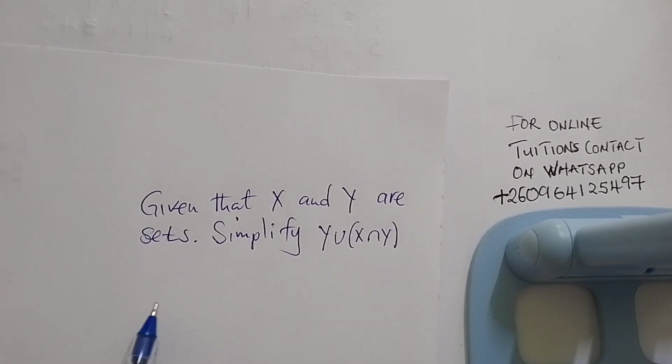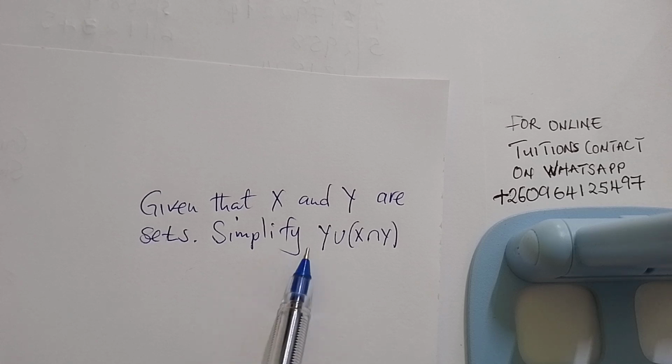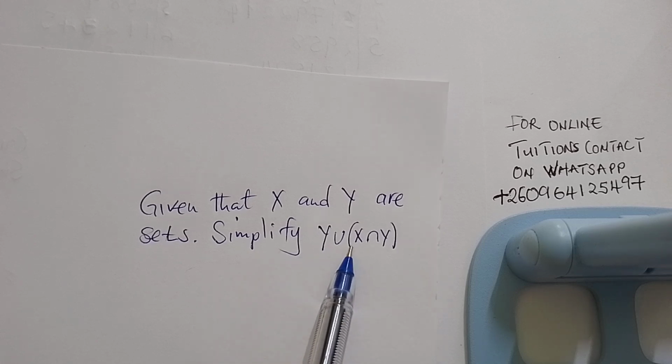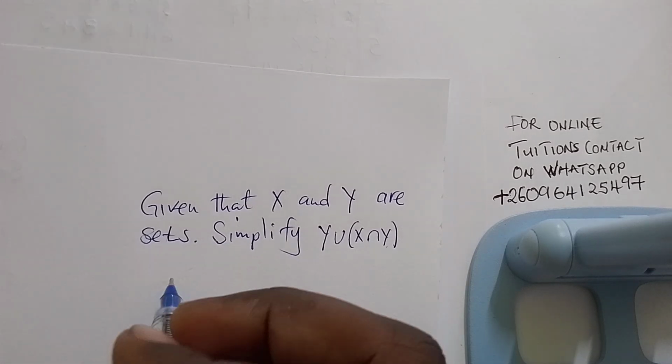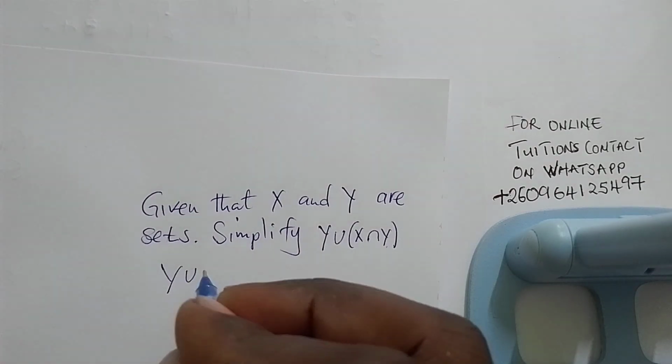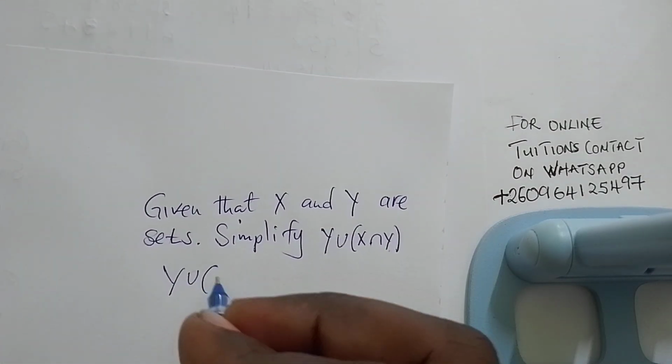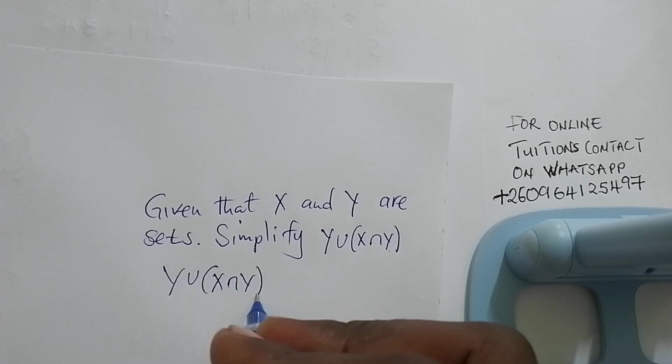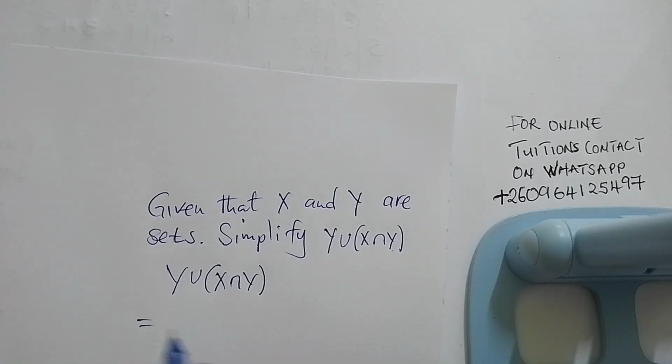Okay, given that x and y are sets, we're asked to simplify y union (x intersection y). If we're going to simplify this, we write it as y union, and that is x intersection y. We're going to use the distributive property here. The property states that we take the set outside and distribute it inside the bracket.